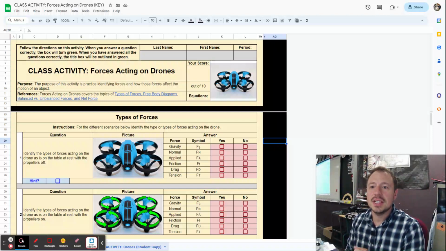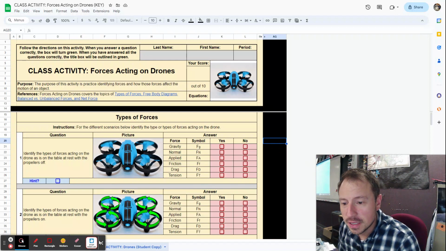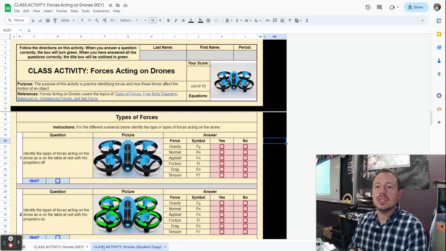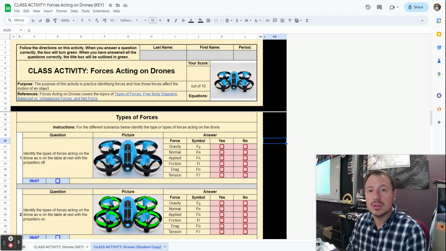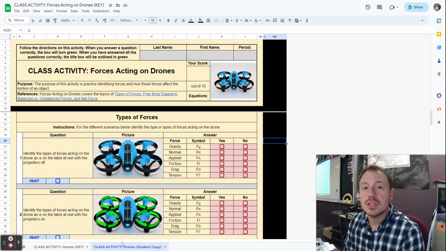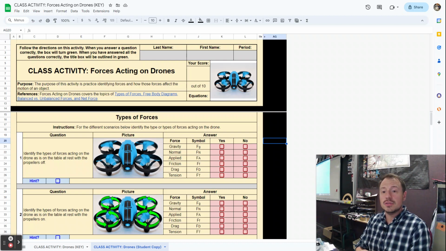This class activity is forces acting on drones. So the purpose of this activity is to identify forces and how those forces affect motion of an object, and we're going to be using drones or a quadcopter as it's flying through the air. Forces acting on drones covers the topics of types of forces, free body diagrams, balanced versus unbalanced forces, and calculating the net force.